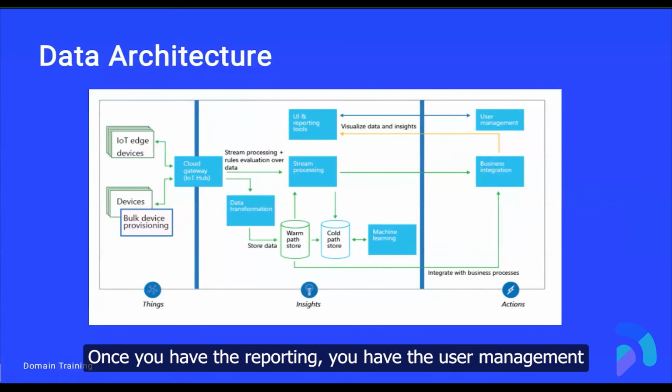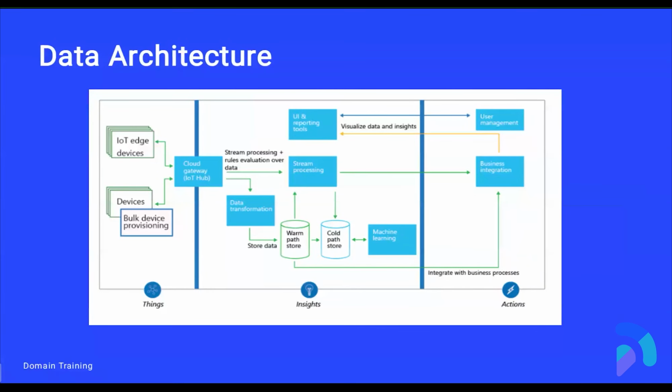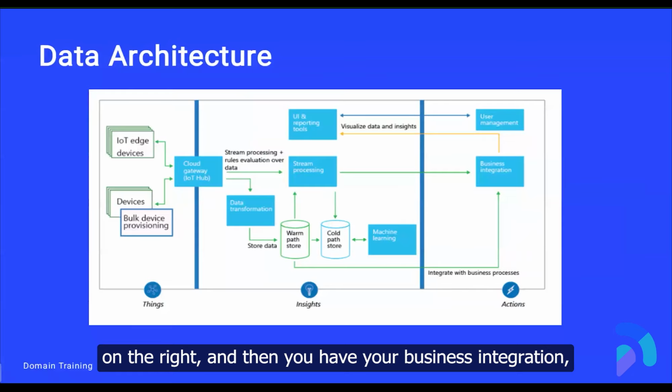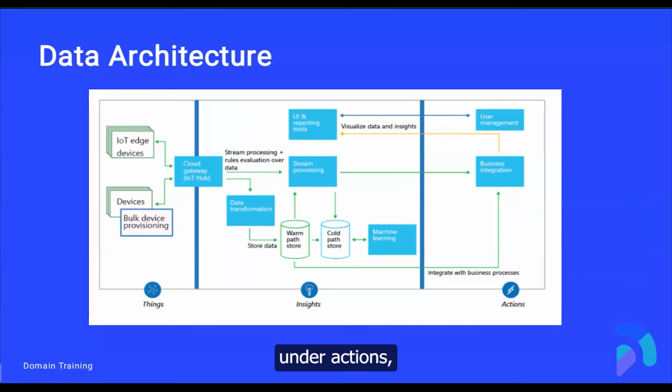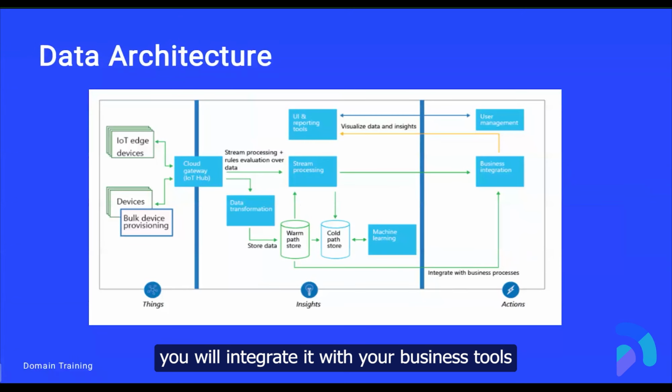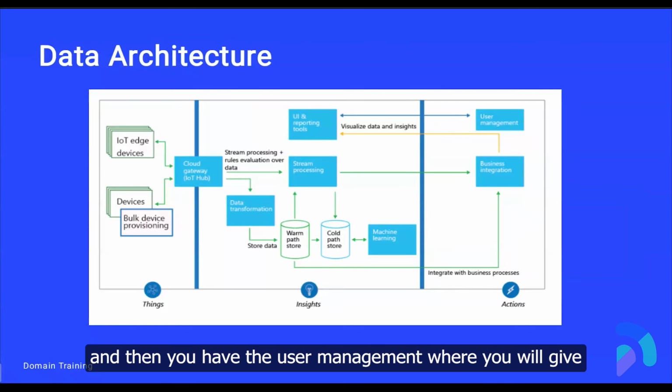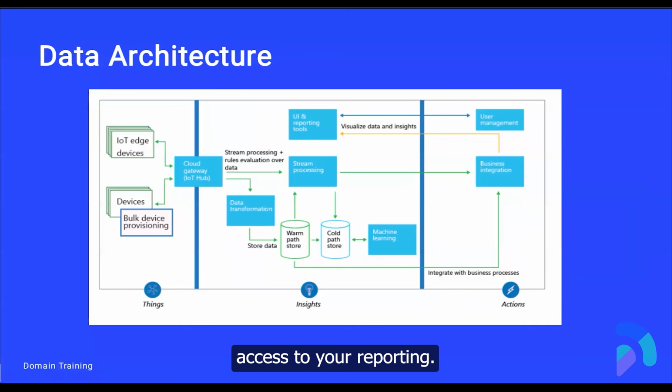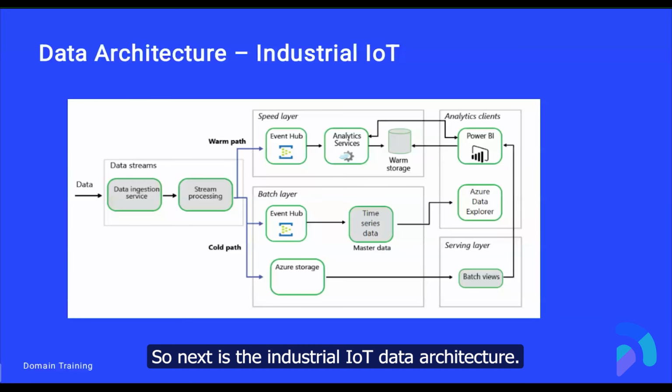Once you have the reporting, you have the user management on the right, and then you have your business integration. So under actions, you will integrate it with your business tools, and then you have the user management here where you will give access to your reporting. So next is the industrial IoT data architecture.